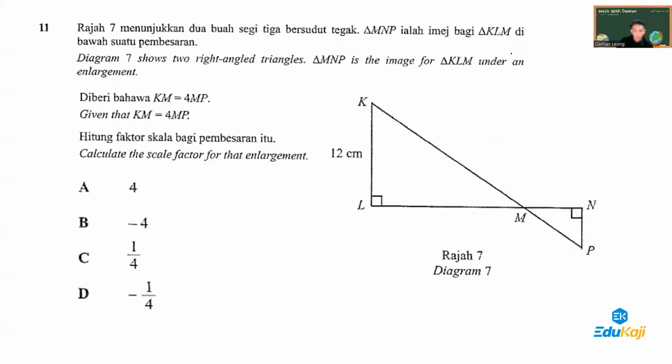Then, question 11. KM is 4 MP. So I want to find the scale factor of the enlargement. So this is M and P. This smaller one is the image of K or M under an enlargement. So enlarge opposite way. So you look at the orientation, it's the opposite way, means it's a negative scale factor.